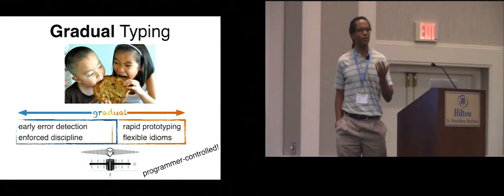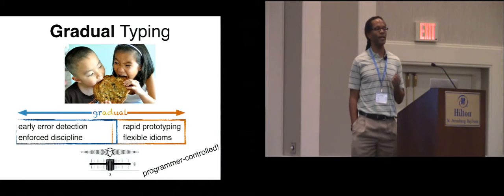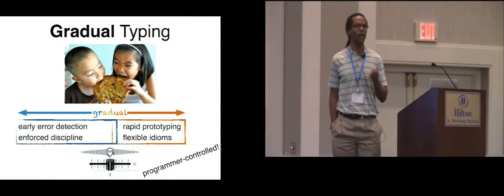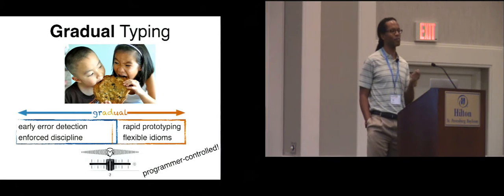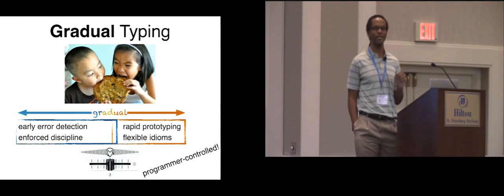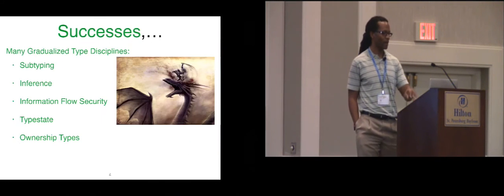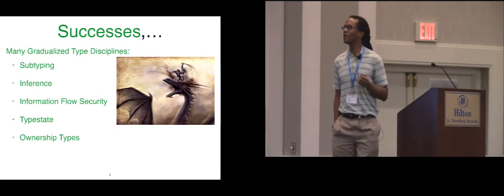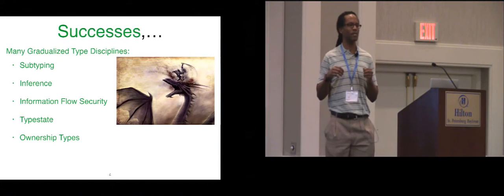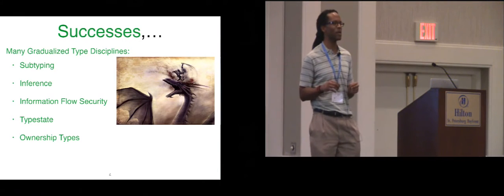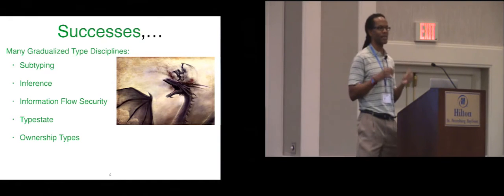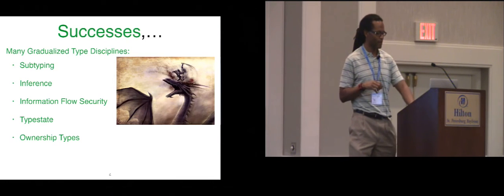So gradual typing seeks to combine the benefits and techniques of both of these in a uniform programming language, while at the same time providing the programmer with seamless control to transition between these different disciplines. Now, the last few years have seen a number of successes and attempts to view static type disciplines through the lens of gradual typing, and this has led to a number of interesting language designs, which gives a lot of confidence and excitement to gradual typing developers.